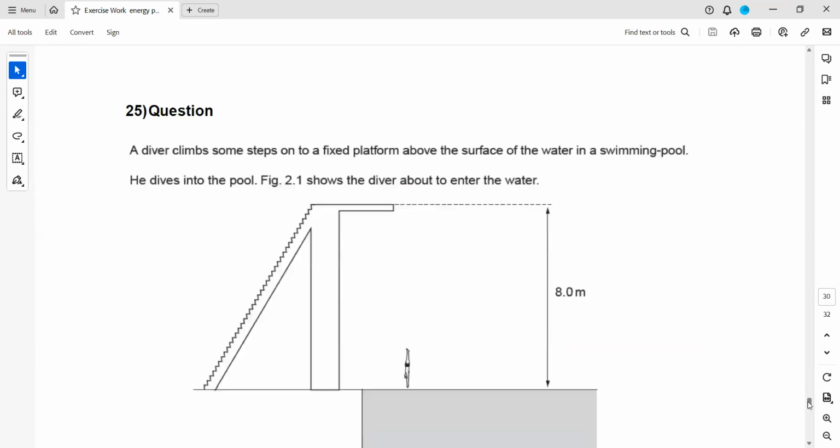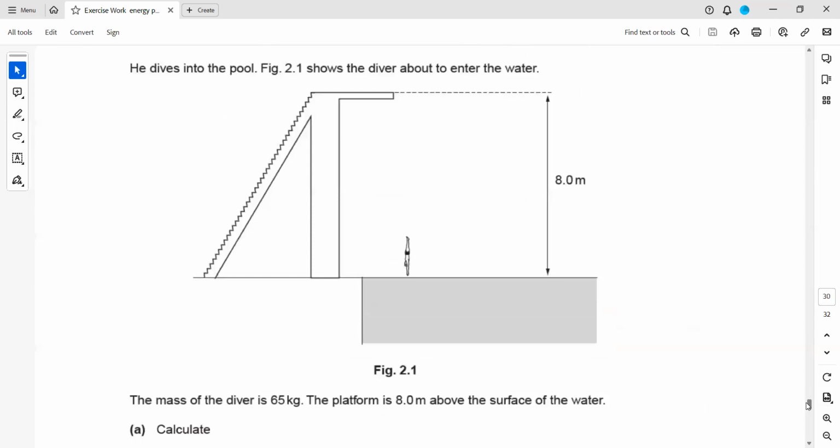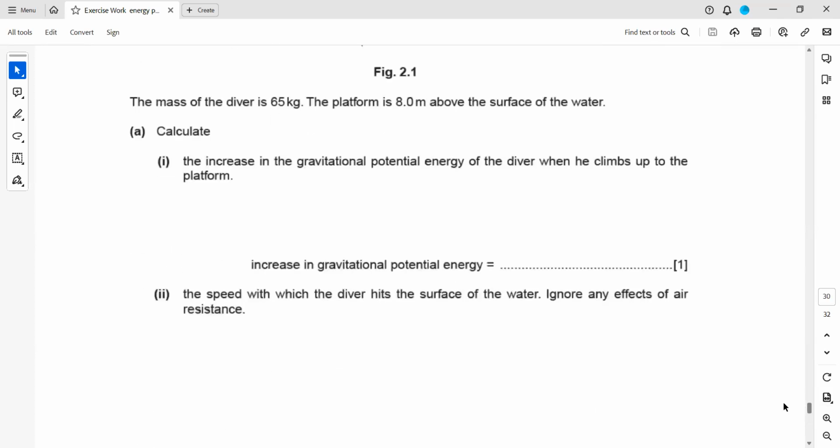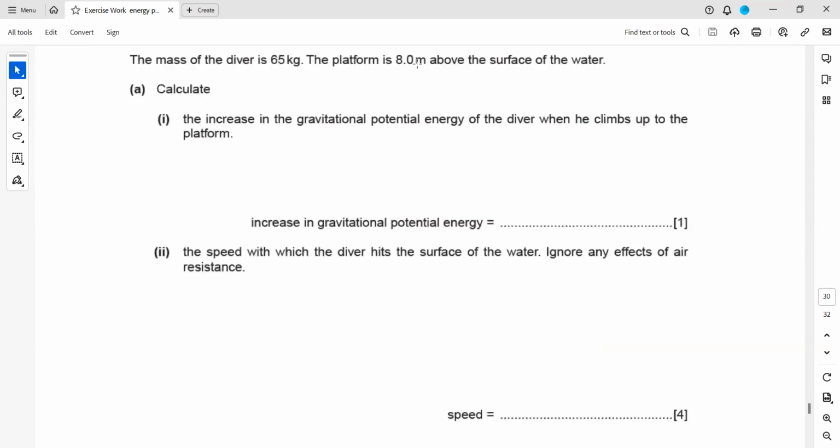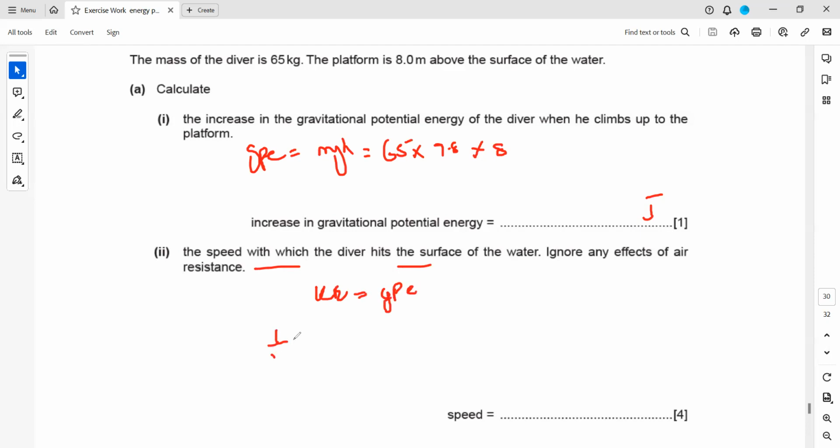A diver climbs some steps and jumps into a pool from a height of 8 meters. Increase in gravitational potential energy, and we need the speed. So same idea. Increase in gravitational potential energy, GPE, is equal to mgh. m is the mass, 65, g is gravity, 9.8, and h is the height, 8 meters. You multiply, you get the GPE. Then for the speed of the diver, if there is no loss of energy, the KE just before hitting is equal to the GPE. The kinetic energy is half mv squared and the potential energy is mgh. So m will cancel with m.